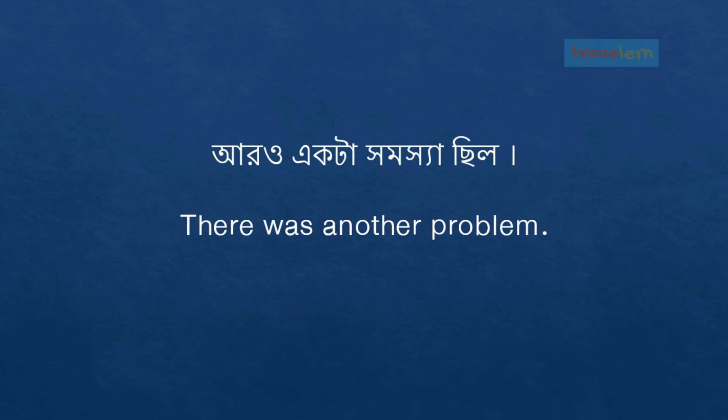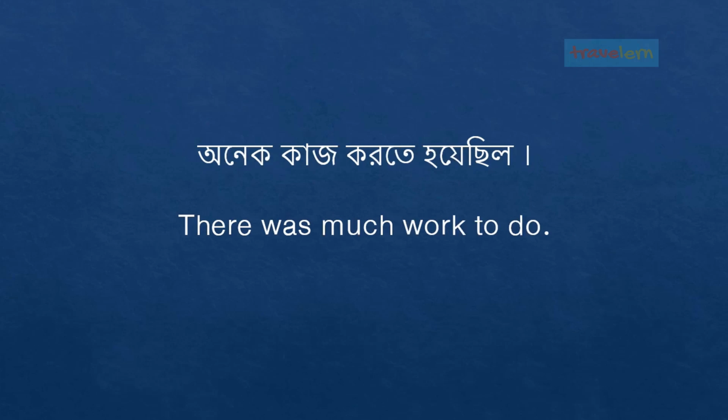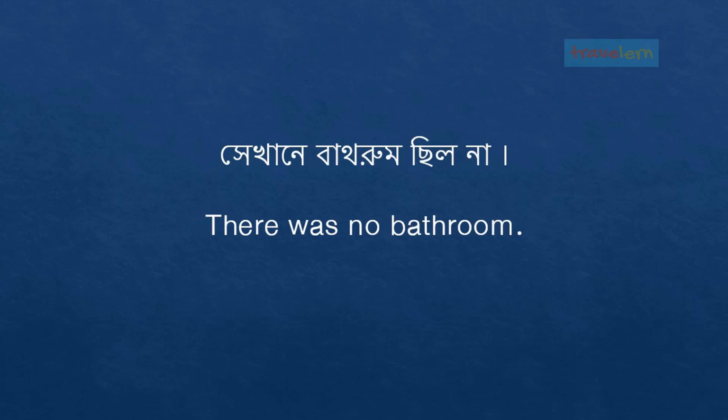আরো একটা সমস্যা ছিল। There was another problem. অনেক কাজ করতে হয়েছিল। There was much work to do. সেখানে বাথরুম ছিল না। There was no bathroom.